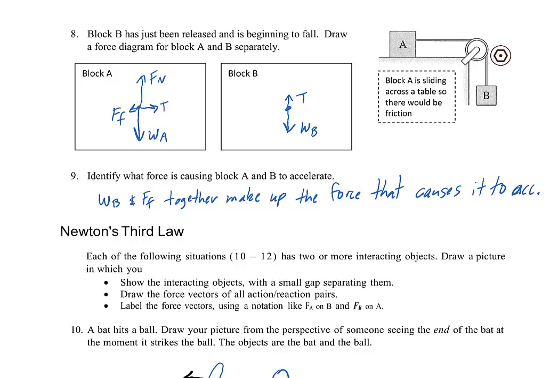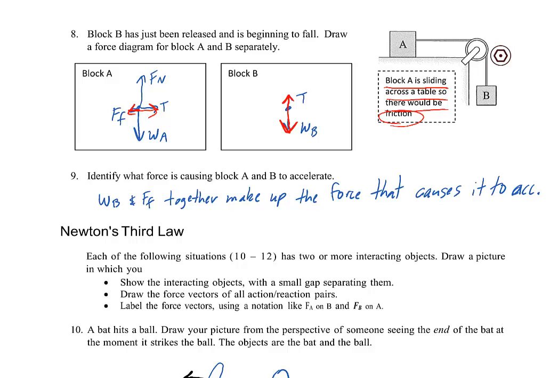Notice that over here, I've added in that block A is sliding across a table and there would be friction, because it's on a table. So on my force diagram, I have this force of friction acting on it, but it has to be smaller than the tension, because it's going to accelerate to the right. And then I know for block B that the weight pulling down has to be greater than the tension pulling up, because again, that's going to accelerate down.